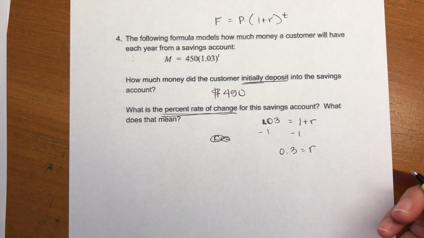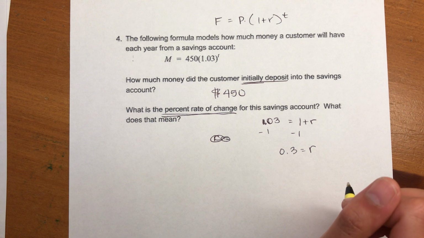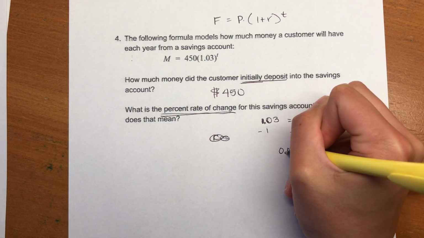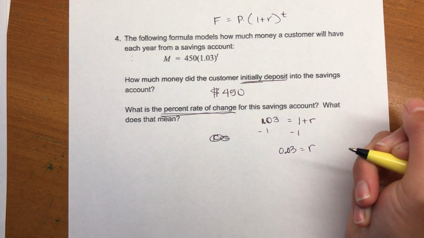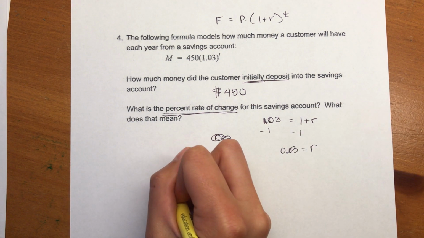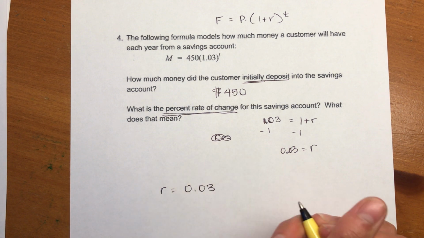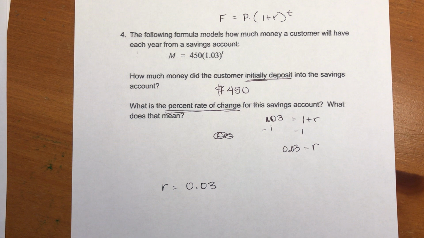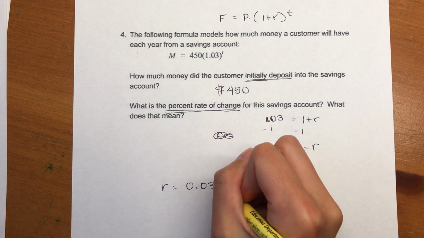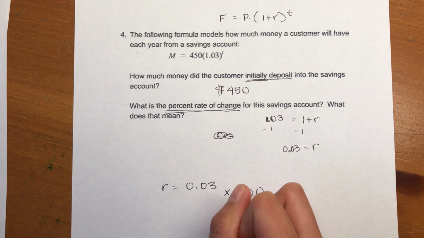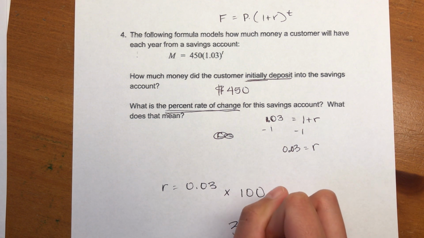So if R is 0.03, that's the decimal version. I know that when I have a percent, I divide by 100. So in order to get from a decimal back to a percent, I need to multiply by 100. So my percent will be 3%.